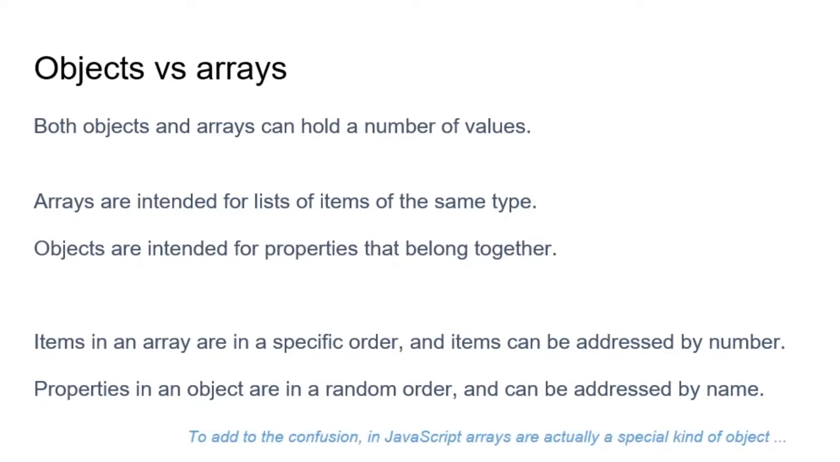And of course, to add to the confusion, in JavaScript arrays are a special kind of object. And a lot of the ways you access properties are going to mix. But just remember, one object is one item and an array is a list of items.